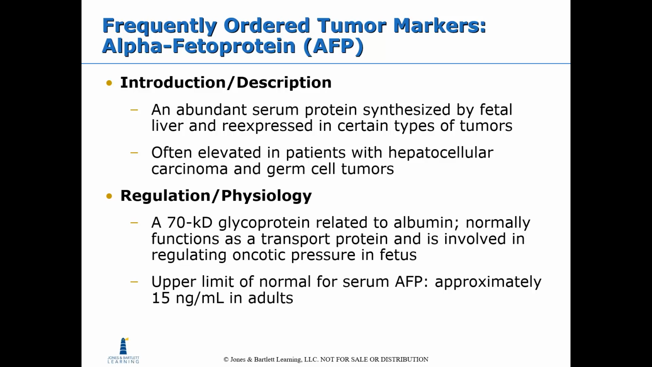Alpha-fetoprotein, an abundant serum protein synthesized by fetal liver and re-expressed in certain types of tumors, is often evaluated in patients with hepatocellular carcinoma and germ cell tumors. Regulation or physiology: a 70 kilodalton glycoprotein related to albumin, it normally functions as a transport protein and is involved in regulating oncotic pressure in the fetus. The upper limit of normal for serum AFP is approximately 15 nanograms per mL in adults.